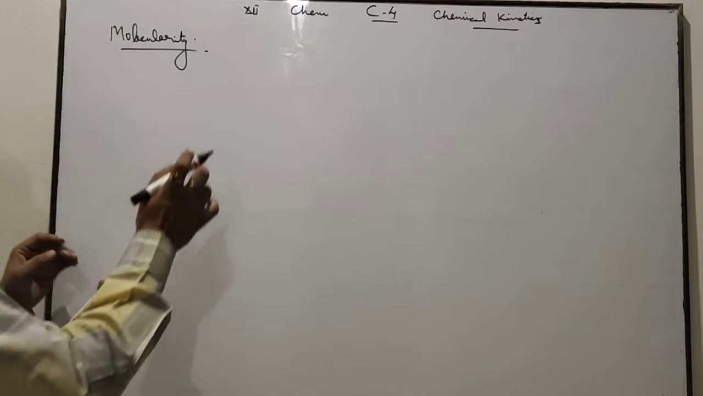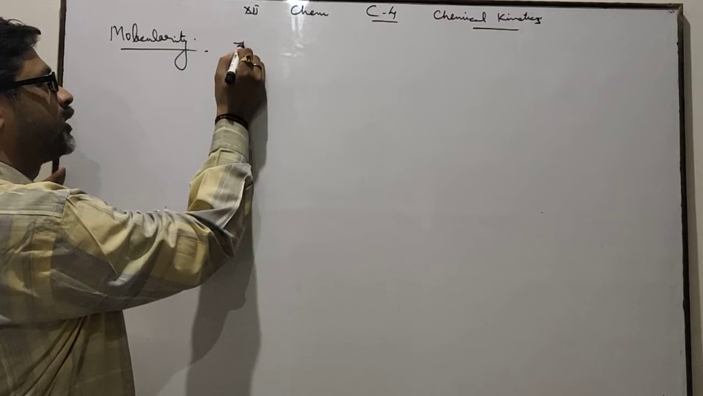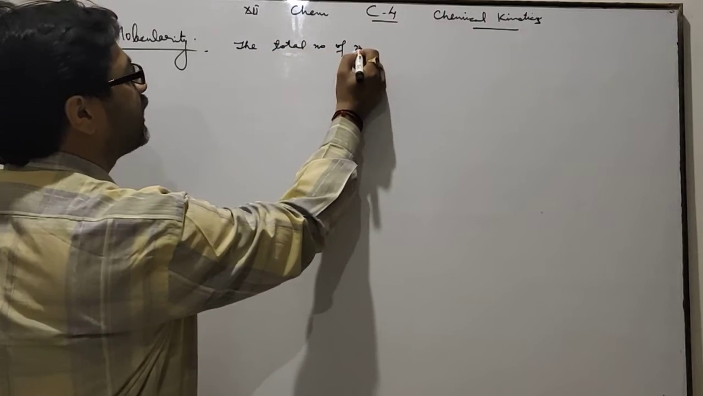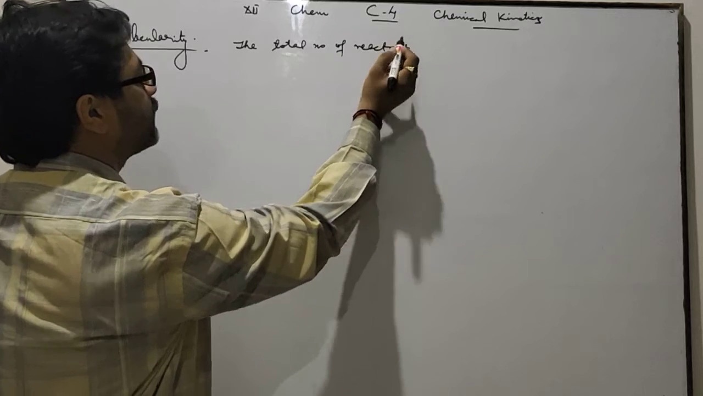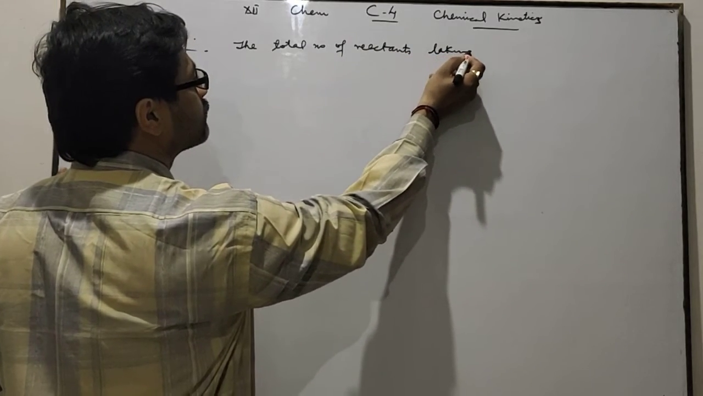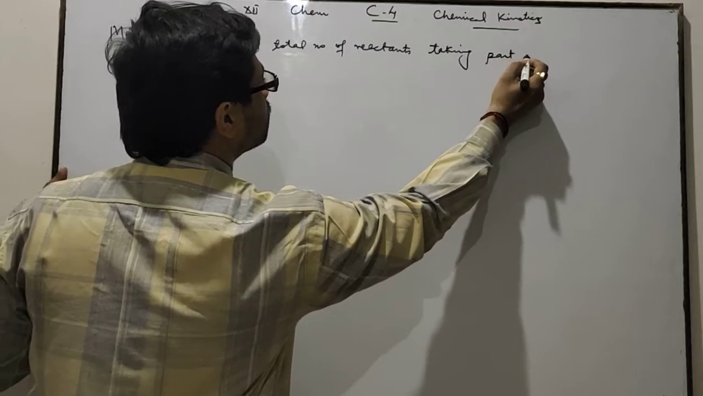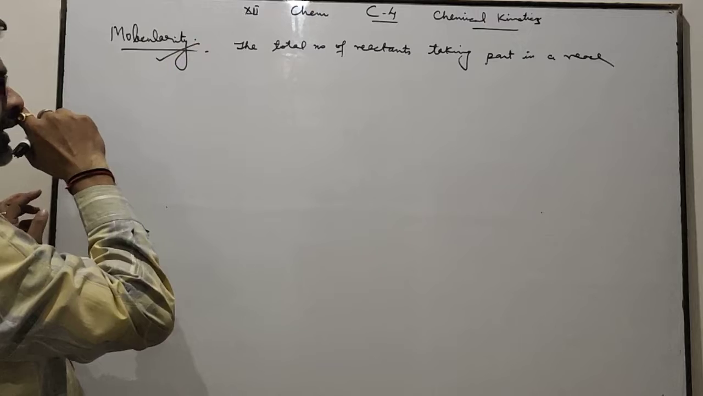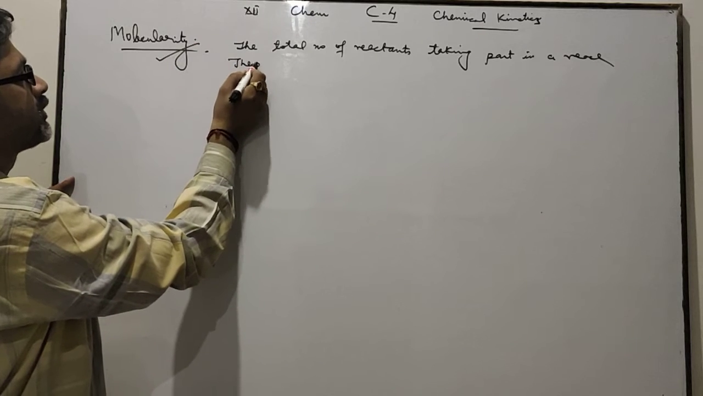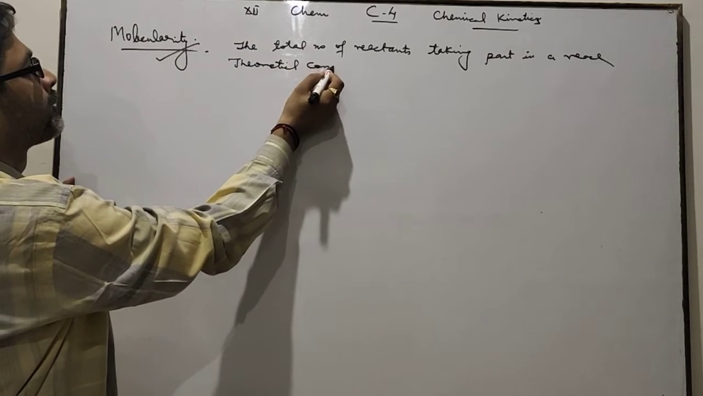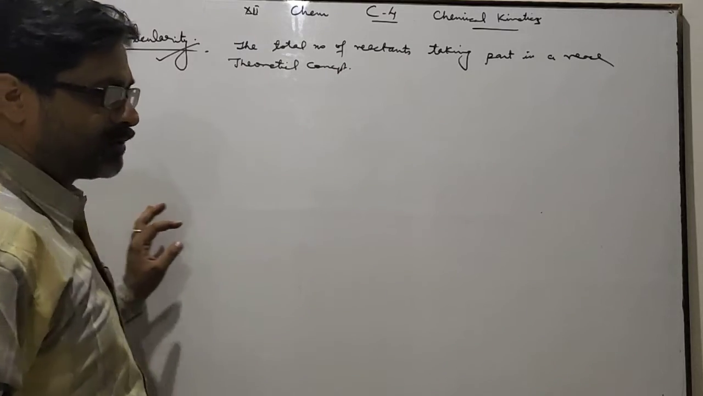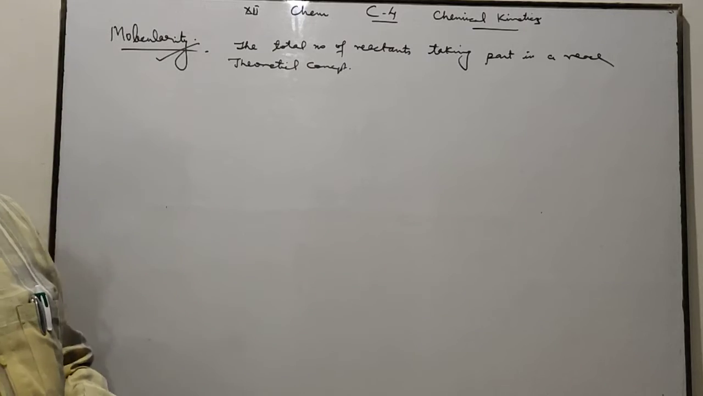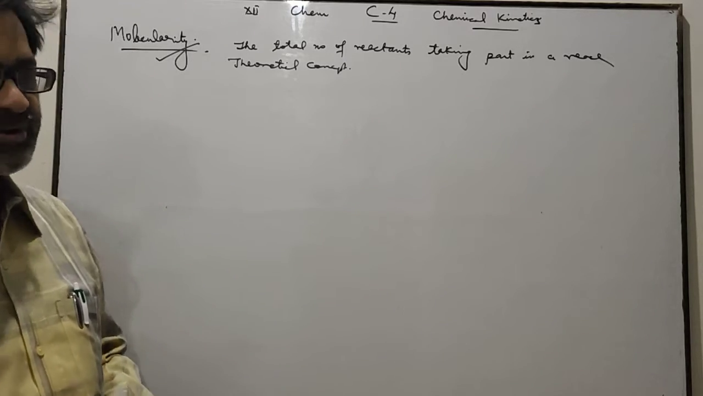What is molecularity? The total number of reactants taking part in a chemical reaction is called the molecularity of that reaction. It is a theoretical concept, meaning anybody can calculate the molecularity of a reaction simply by seeing the chemical equation.